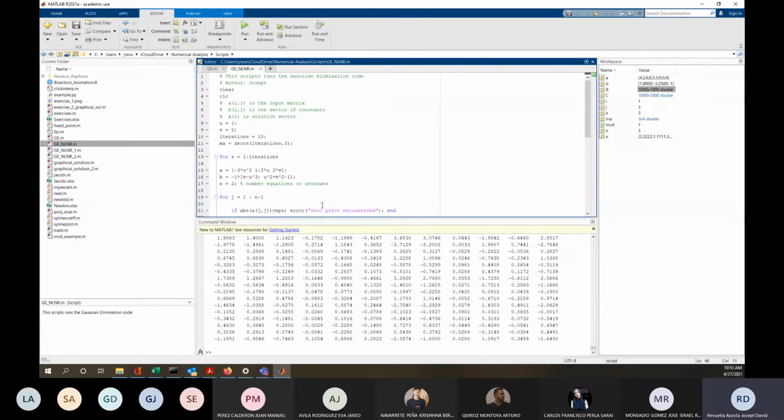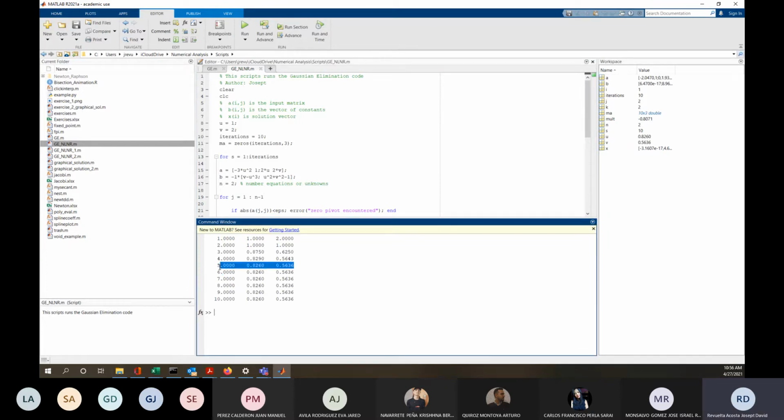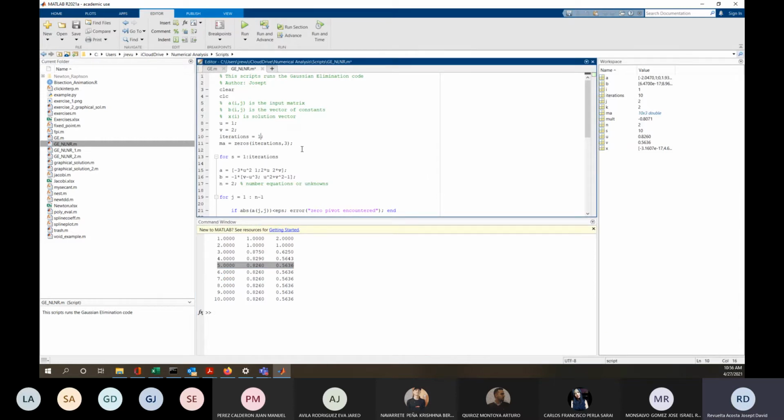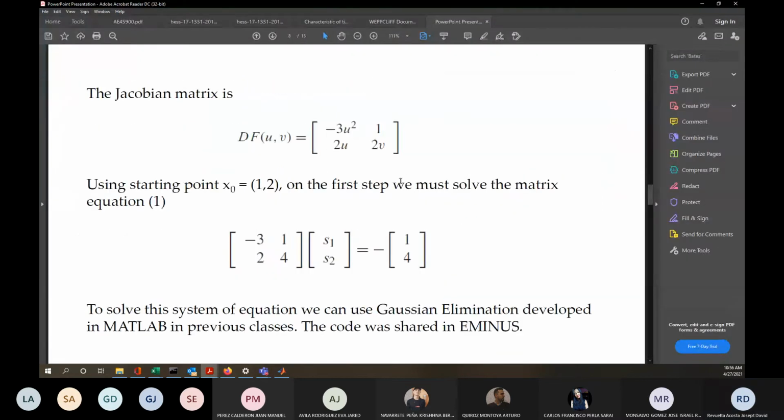So I'm going to run 10 iterations to show you, and then boom. The first iterations give me one and two, one and one, and then you start to actually have convergence. We see that by the fifth iteration we have convergence to four decimal places, right? So in general, instead of 10 iterations, I could do five, and then I get the right numbers. This is what we did in the exercises right here.